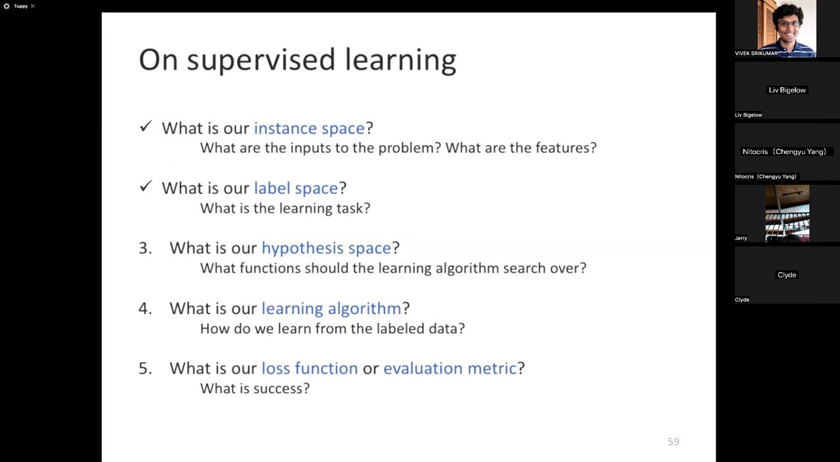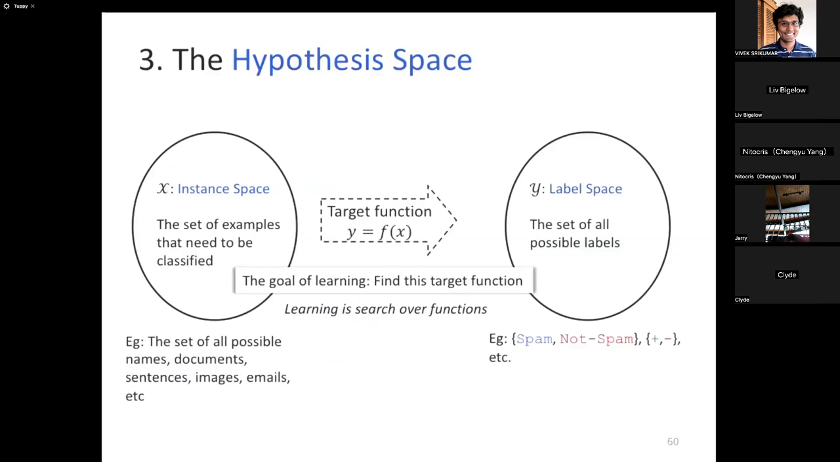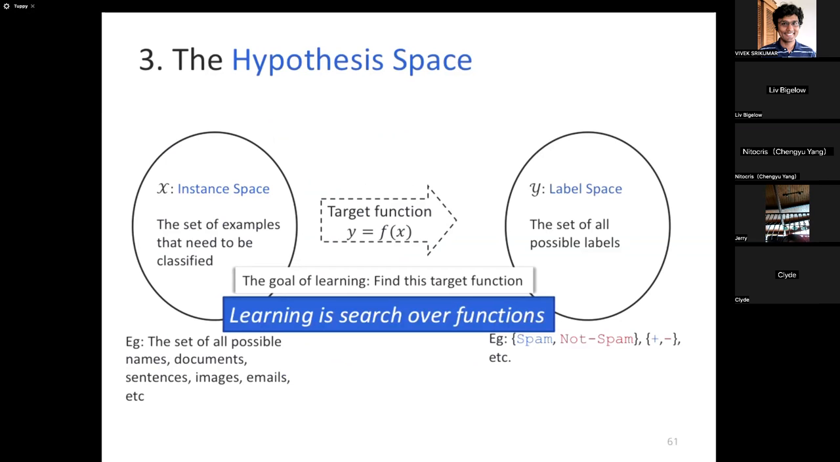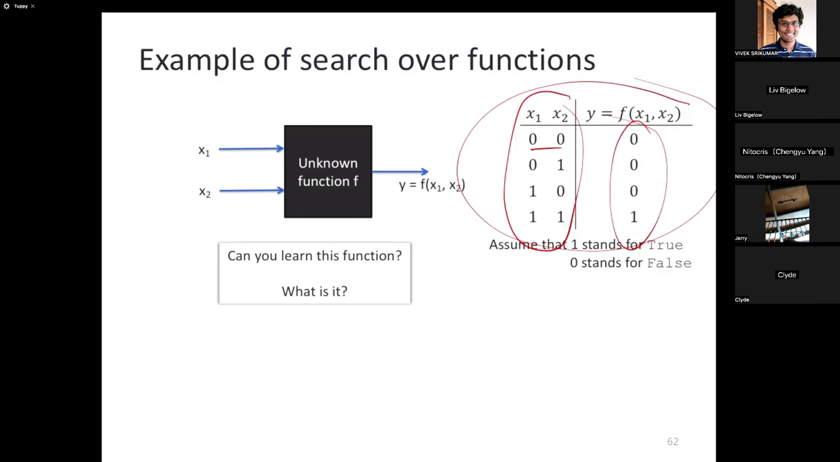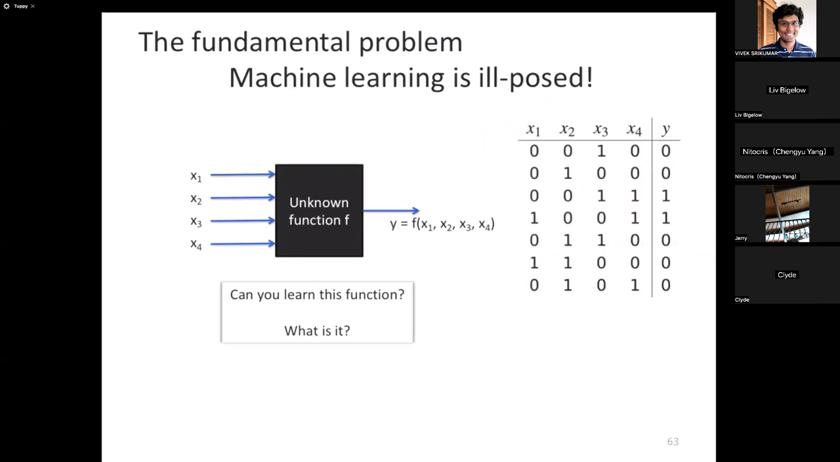Let me briefly, in the 2 minutes that are left, leave you with a little puzzle. I said learning is search over all possible functions, right? Learning is search over functions. Imagine that I have two inputs and one output, and I have a training set that looks like this. So these are the inputs and these are the labels. One means true, zero means false. Can you guess what this function is? It's an AND. What that means is if x1 and x2 are 1, the label is 1. Otherwise, the label is 0. That's good. Okay? I'll leave you with this one.